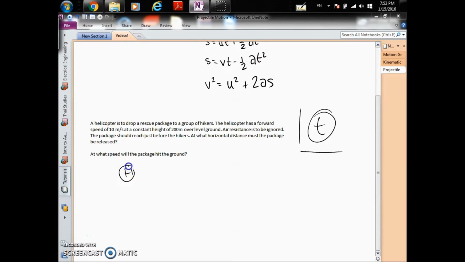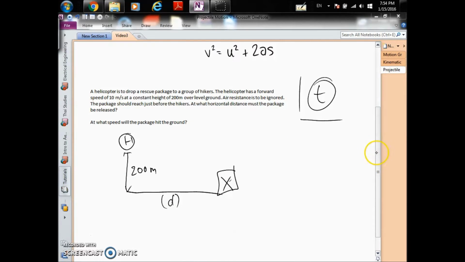A helicopter basically wants to deliver a package. So it's located 200 meters above the ground. Okay, and over here there are some hikers. Okay, let's make that X. That's the target. They want you to find this distance between the target and the helicopter, because they want to deliver a package. And the helicopter has a horizontal velocity of 10.